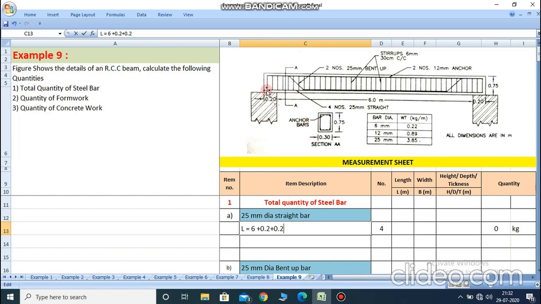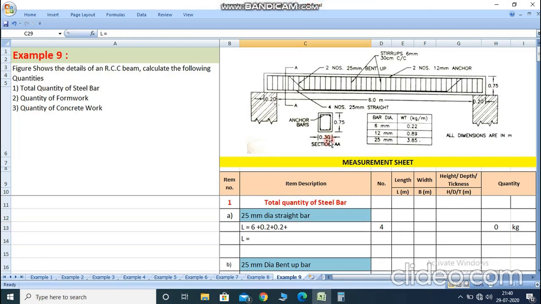But here on both sides hook is provided, and also on both sides cover is provided. Here the cover dimension is not given, so we take the cover thickness as 2.5 centimeter. So now first we add the two side hooks and subtract the two side covers. On both sides hook is provided.